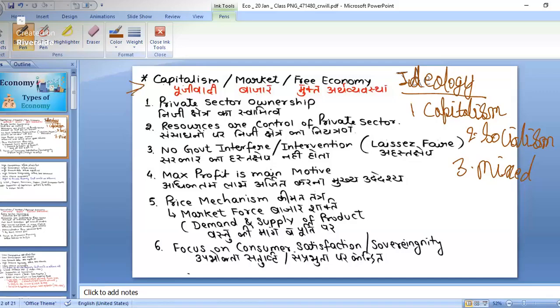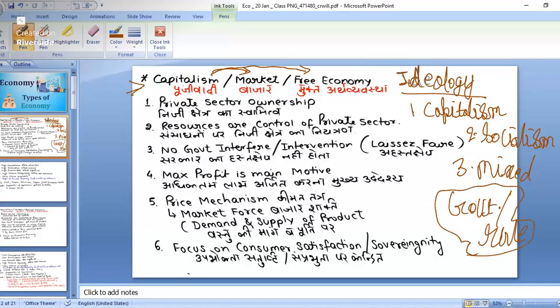So we'll see about the capitalism economy. In the capitalism economy, capital means money. From where will we get the money? We will get it from the market. So the capitalism economy can also be called a market economy. This capitalist economy can also be called a free economy. Here there will be no part of government or any ruling part. We can do all the marketing and other things freely. There are no government rules. So that is the capitalist economy.